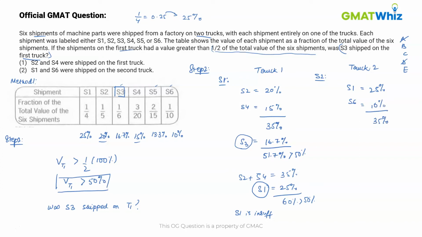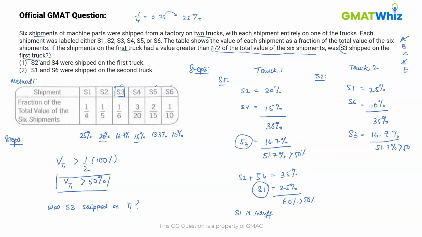Now we have to keep in mind that the value of the shipments on truck 2 should not exceed 50%, because the value of the shipments in truck 1 is greater than 50%. So obviously the value of the shipments on truck 2 should be less than 50%. Now if we add S3 to this shipment, which is equal to 16.7%, this gives us a value of 51.7%, which is greater than 50.